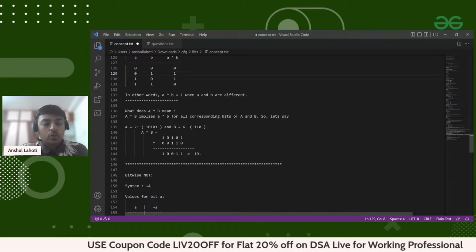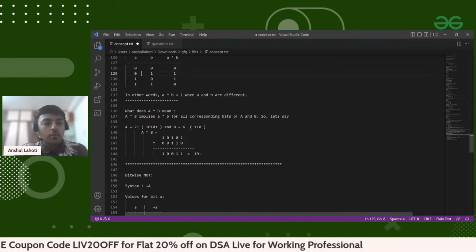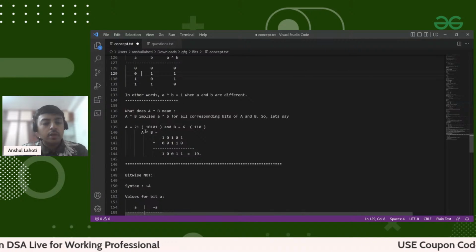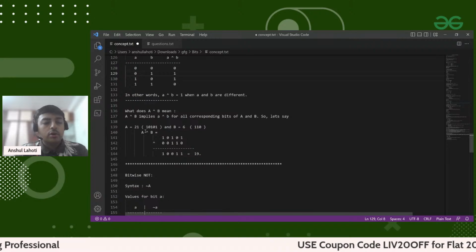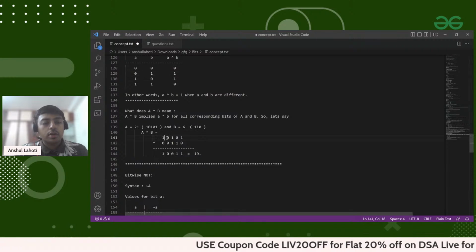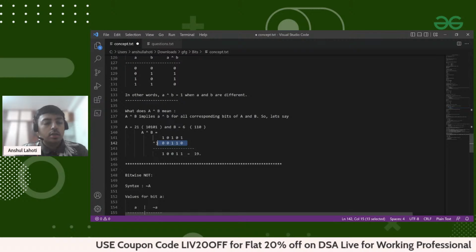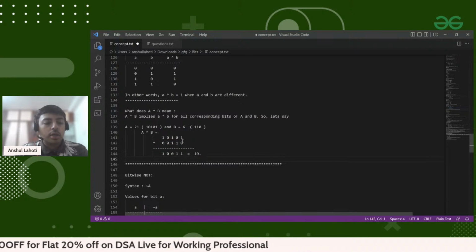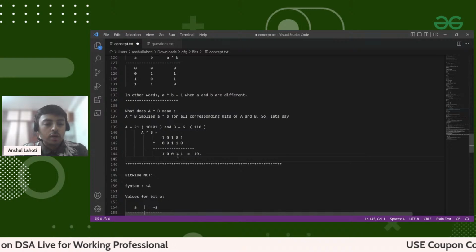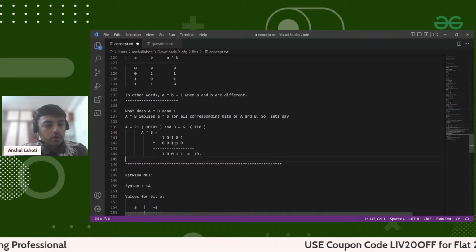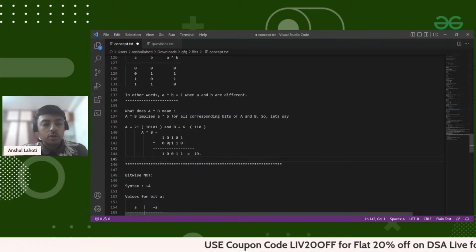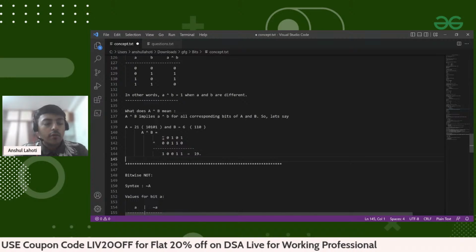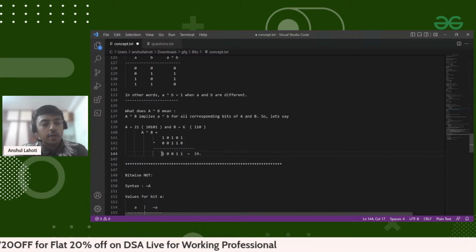I hope it is clear what XOR, OR, and AND are. It's again the same example. We are taking the XOR of 21 and 6. This is 21, and this is the representation of 6. We have taken the XOR and we got the value 19. Similarly, 1 XOR 0 is 1, 0 XOR 1 is 1, 1 XOR 1 is 0, and 0 XOR 0 is 0, since the bits are the same. And 1 XOR 0 is 1. So we are getting the value 19.